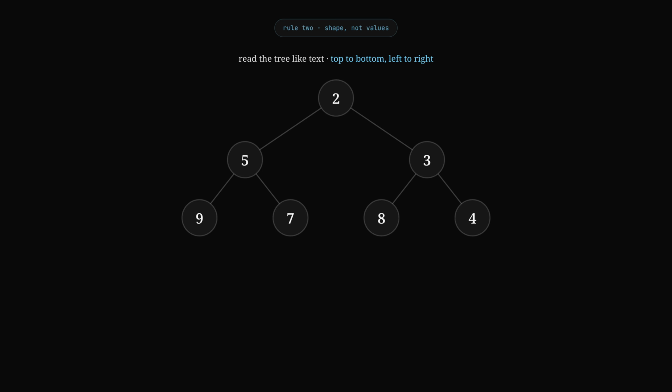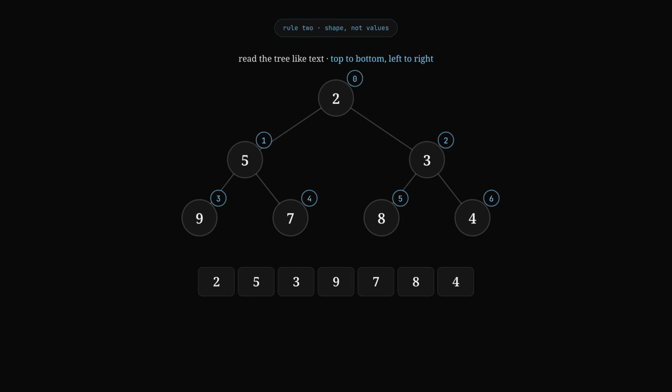Read the tree like text, top to bottom, left to right. Write the values into an array in that order. 2, 5, 3, 9, 7, 8, 4. Indexes 0 through 6. No pointers were stored. Instead, the family relationships become arithmetic.